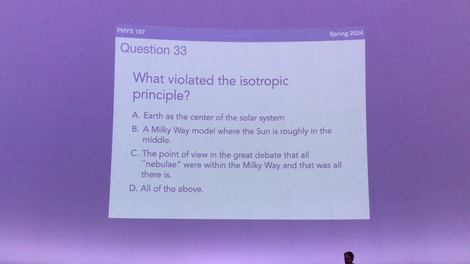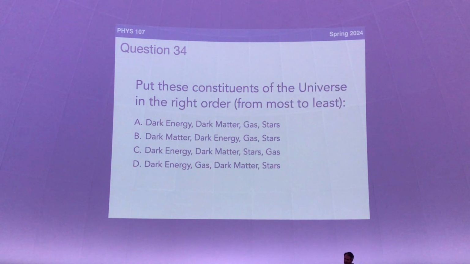All of them gave us a special place in the universe, and so this is also why we came up with the isotropic principle. If your theory requires us to be in a special perspective, special piece of time, special part of the universe, that's probably going to need further examination.